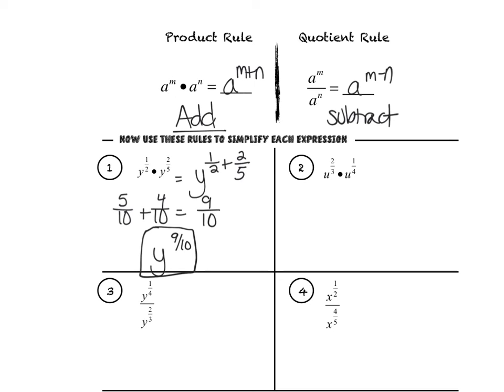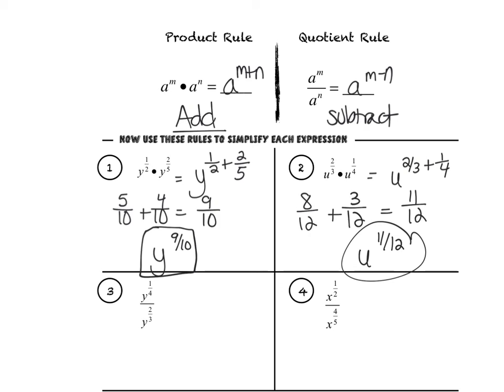In the next one, we have u to the 2/3 plus 1/4, because again, we're multiplying. So we're going to find that common denominator. The common denominator here would be 12. So you'd have 4 times 2 is 8, a new top of 8. And then 3 times 1 is 3. And 8 plus 3 is 11/12. So our final answer here would be u to the 11/12 power.